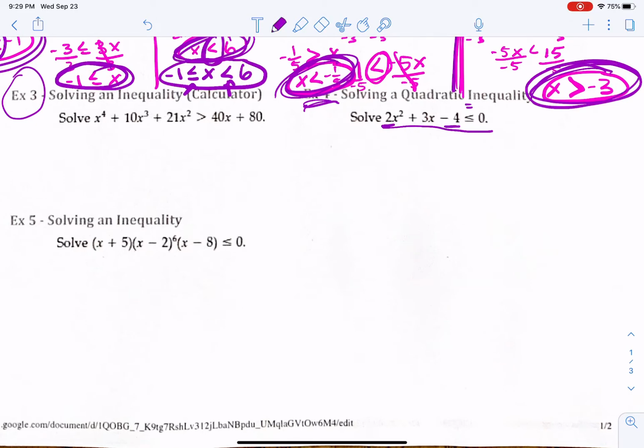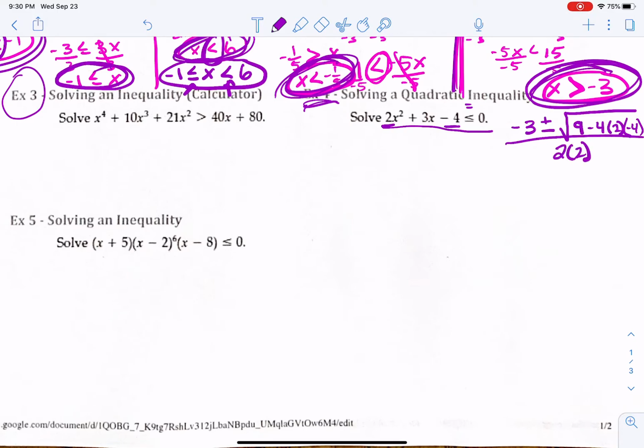Let's do -b, which would be -3, plus and minus the square root of b squared, which would be 3 squared, which is 9. If I'm ever going too fast, please pause this video or rewind. I feel like I go faster recording these than I do in class, but if I'm going too fast, please pause it, or do whatever you need to do. Okay, b squared minus 4 times a, which is 2, and c is -4. Make sure you include that negative in there. All over 2 times a, which is 2.